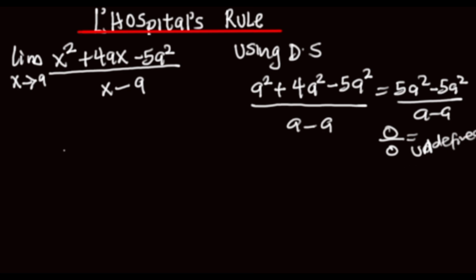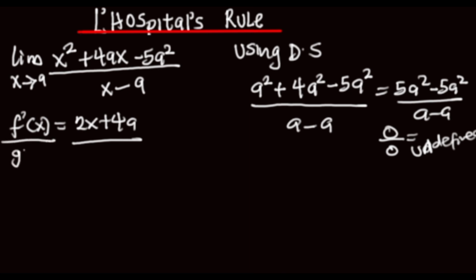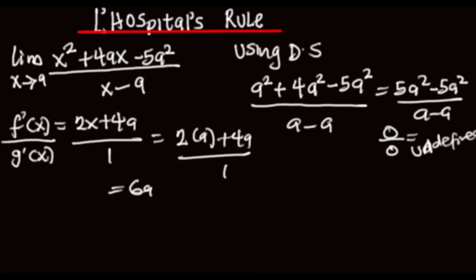Now let's go ahead and differentiate. So we're going to have f prime of x equal to 2x plus 4a. That's what we're going to have, because this is a constant value and it's going to be equal to 0. Now this is going to be divided by g prime of x, which is 1. So using direct substitution here, we're going to have 2 into bracket a, then plus 4a divided by 1. And this is going to give us 6a. That's the answer, right?